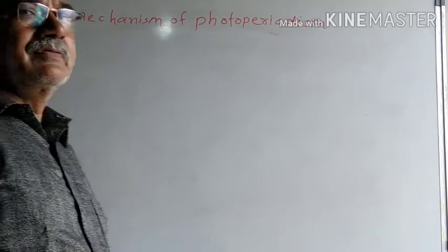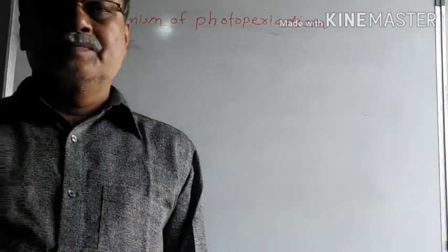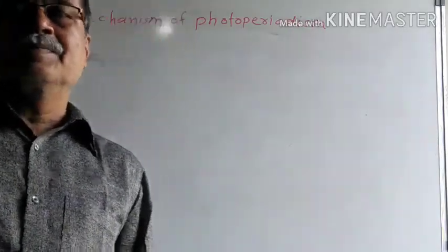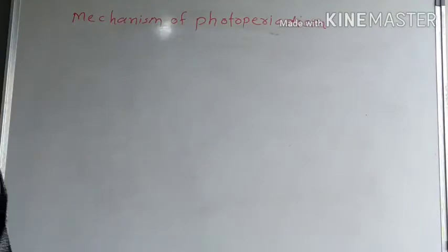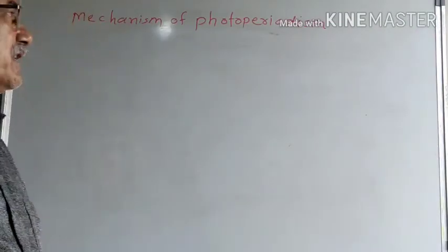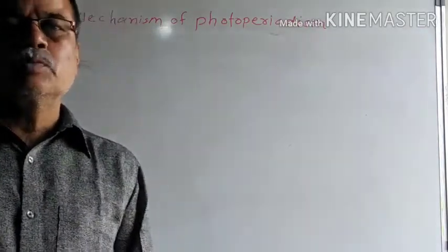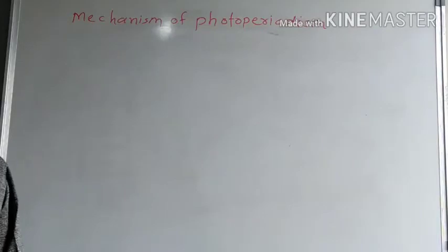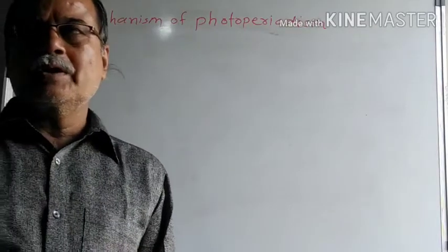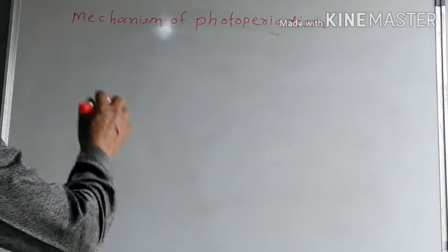The second step which occurs in photoperiodism is the perception of the photoperiodic stimulus. It means the different photoperiods which are received by the plants and which stimulate flowering are known as the perception of the photoperiodic stimulus.